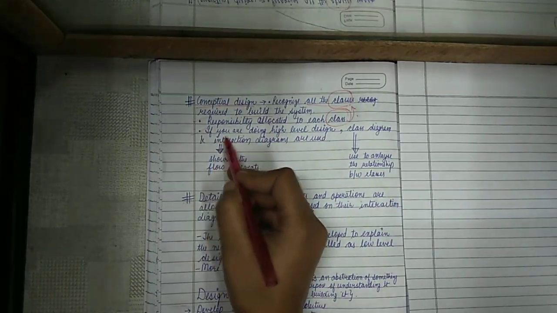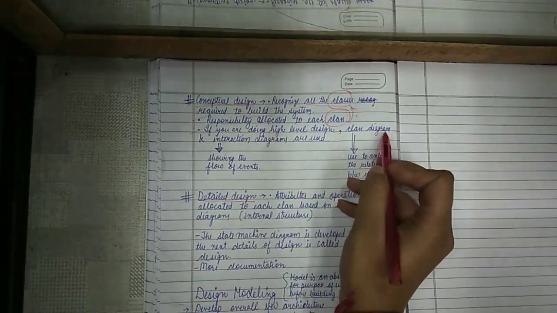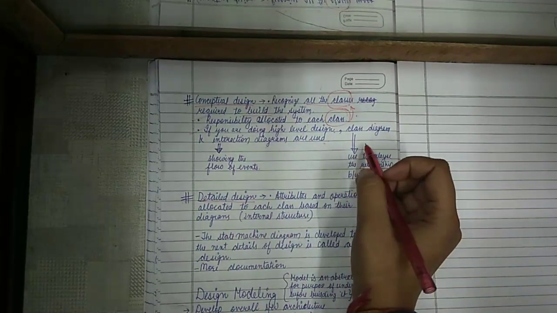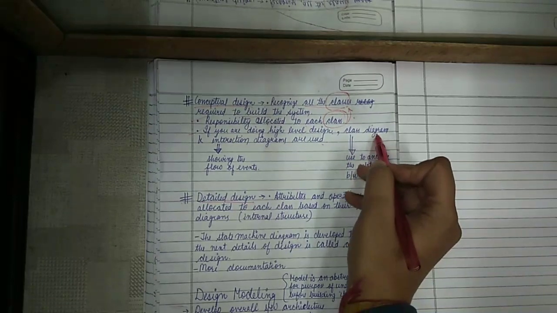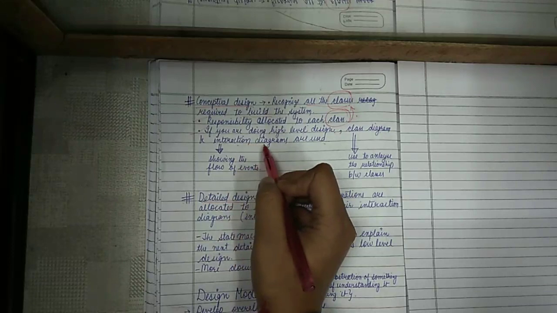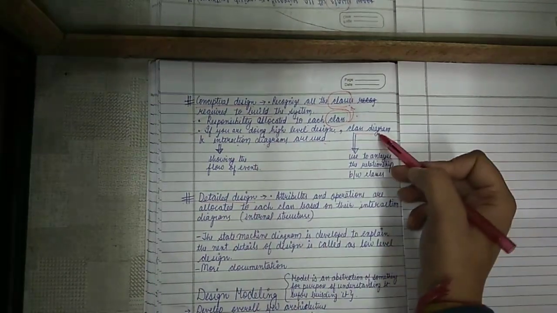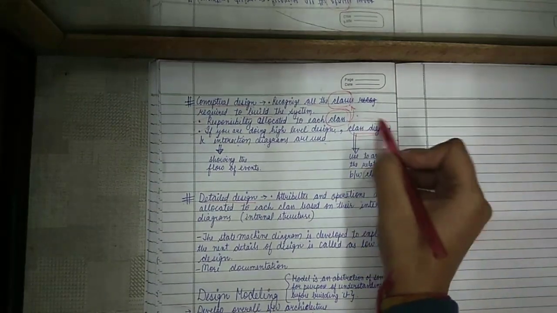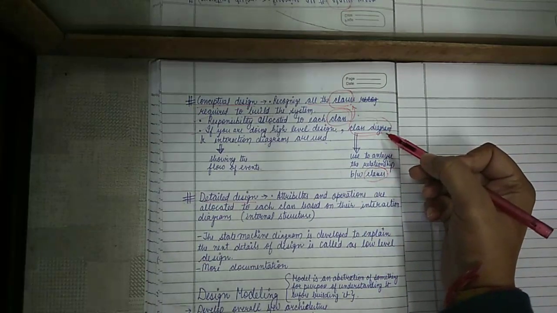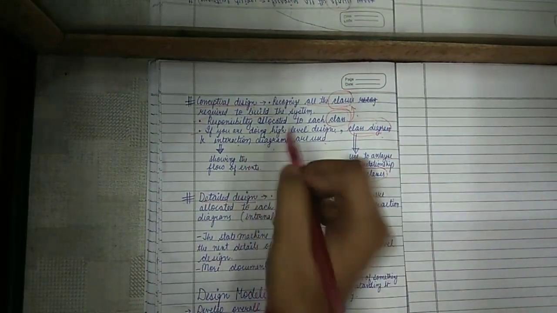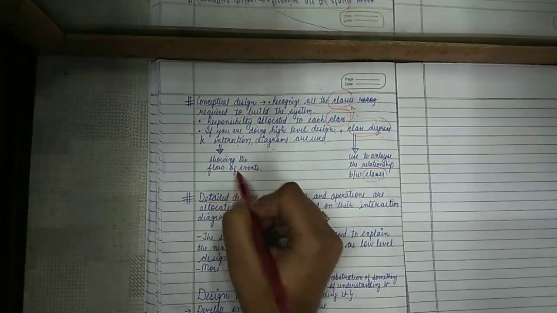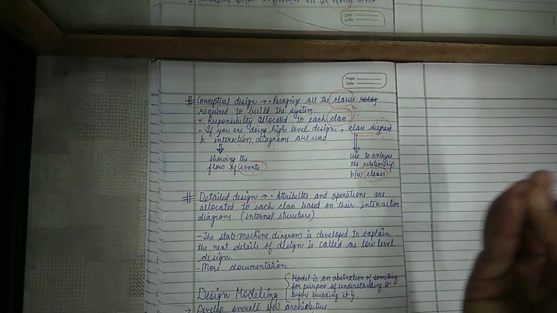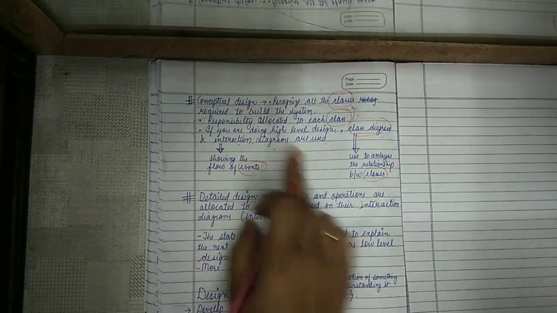Then the third step is, if you are doing high-level designing, class diagrams and interaction diagrams are used. There are two types of diagrams involved in conceptual design: class diagrams and interaction diagrams. What are class diagrams? Class diagrams are used to analyze the relationships between classes, as the name suggests. What are interaction diagrams? Interaction diagrams show the flow of events. They tell us about the events that we are going to perform. Okay, so that is conceptual design.